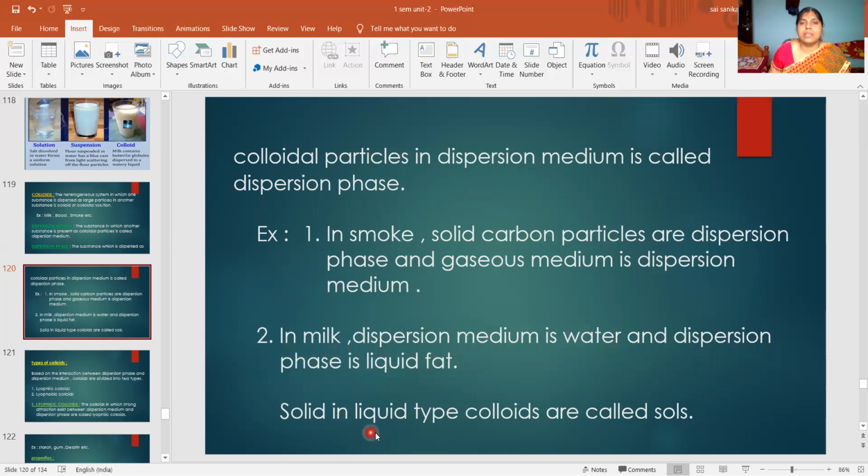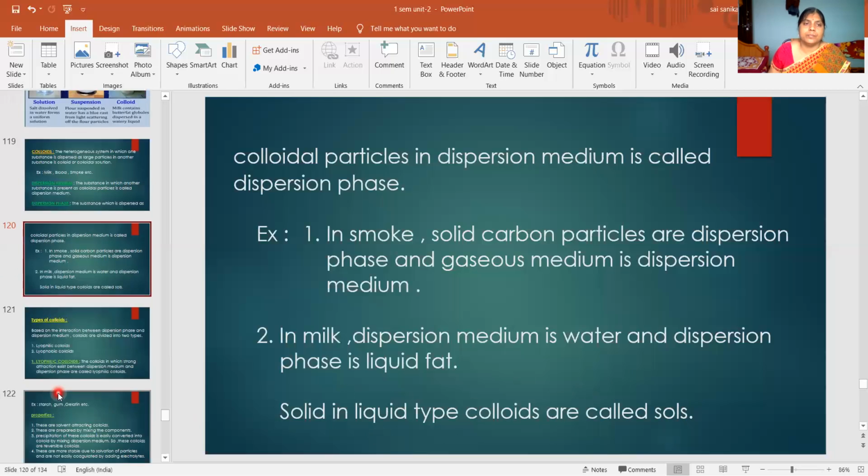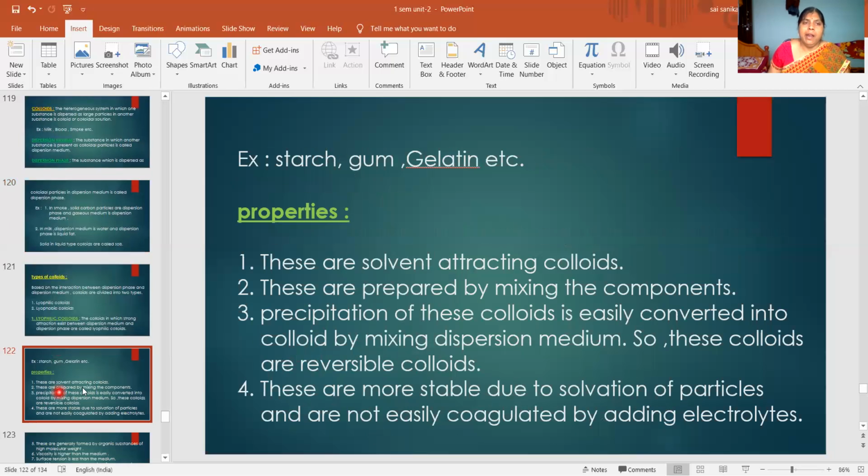Then solid in liquid type colloids are called sols. If a solid is present in a liquid, those types of colloids are called sols. Okay.